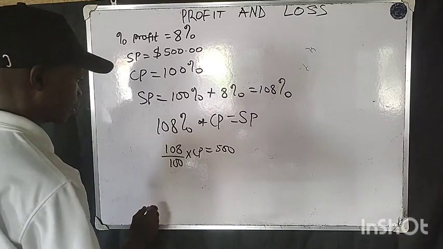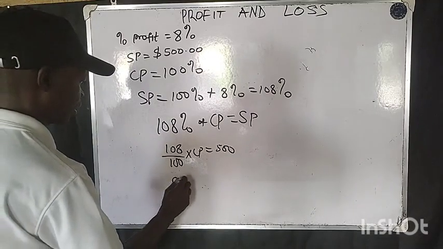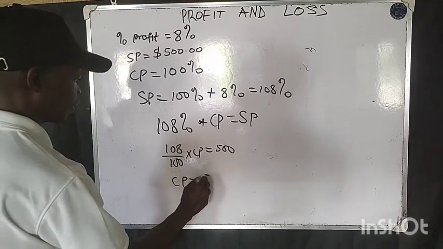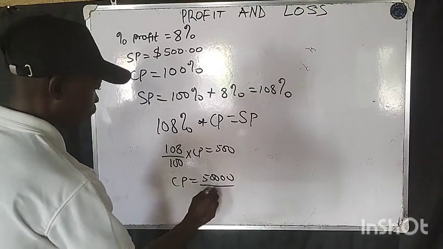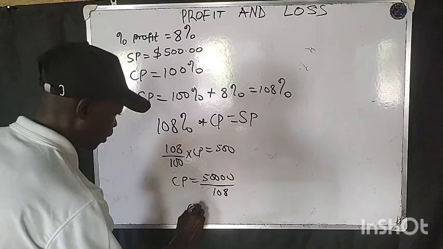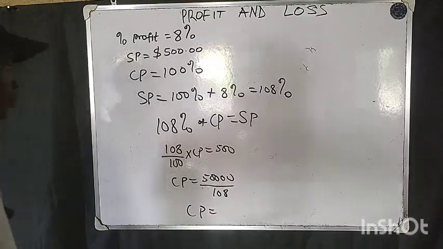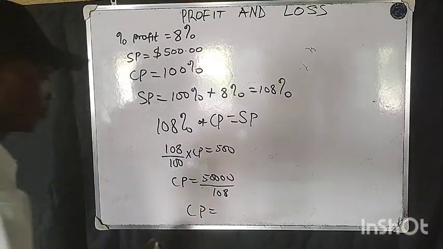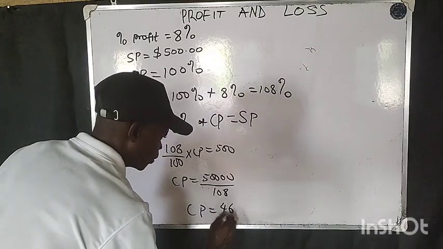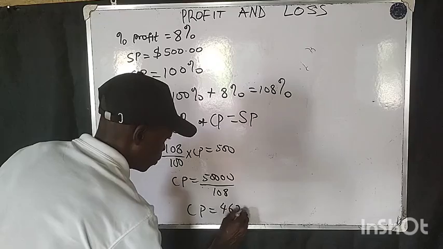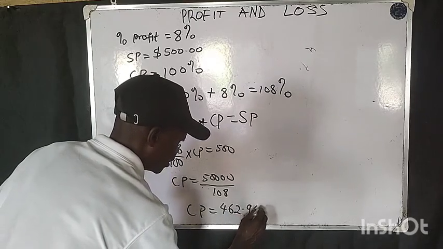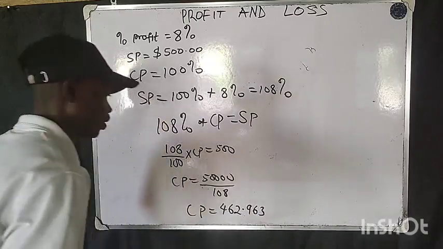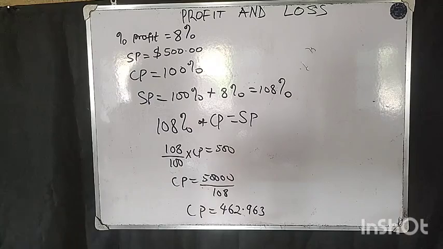With that, we say CP equal to 500 times 100. We cross multiply, right? Over 108. So CP now is equal to 462.963. So this is going to be the cost price.